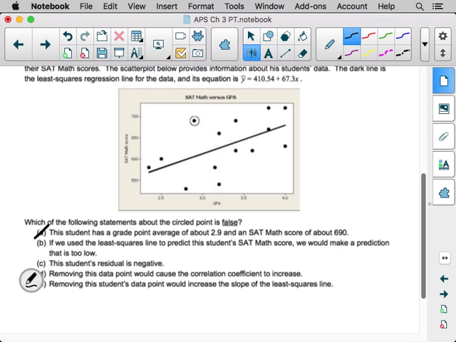I'm sorry. If we use the regression line to predict the student's math score, we would make a prediction that is too low. So here's the actual value. Wouldn't the predicted value be here? It would be too low.